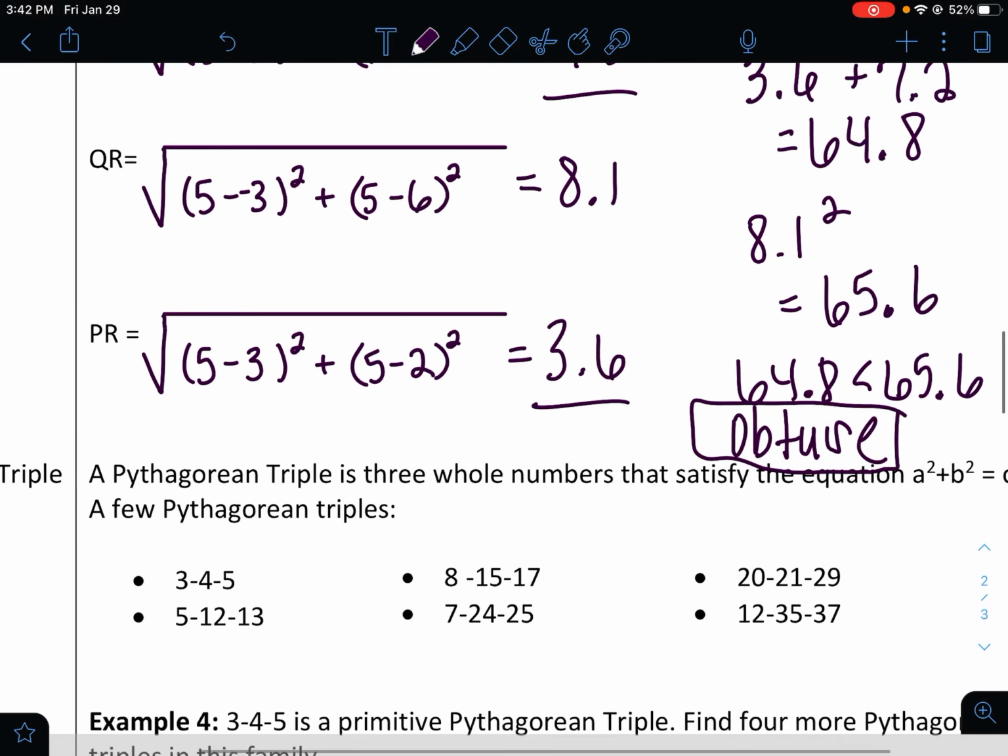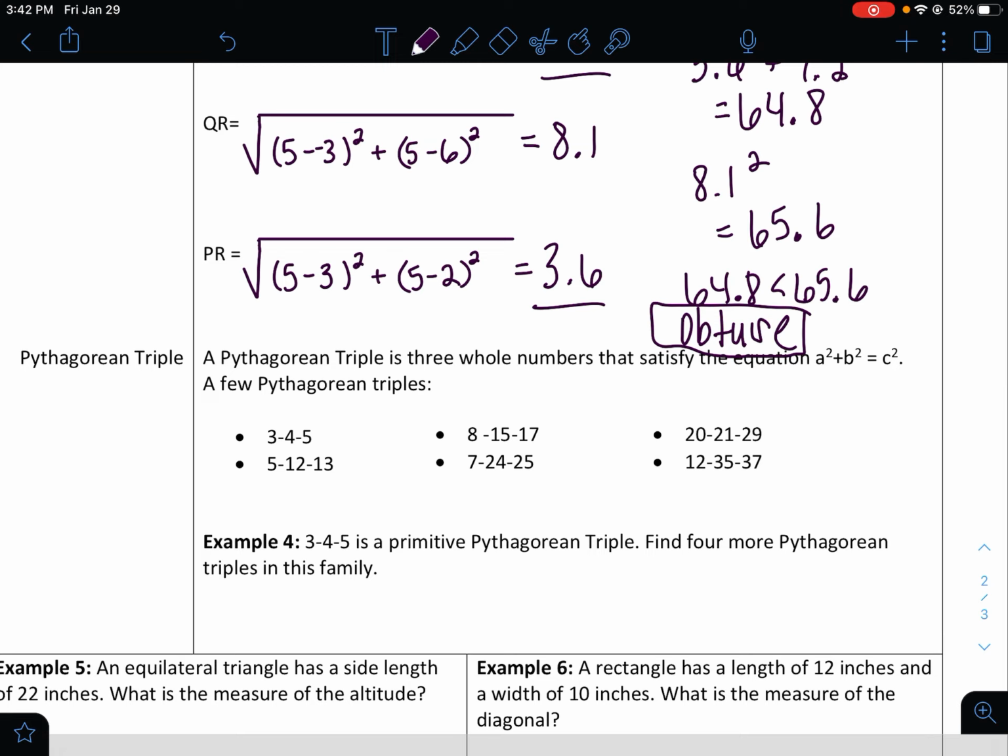All right, moving on to the next section, a Pythagorean triple. A Pythagorean triple is three whole numbers that satisfy this equation. And so here we go. I'm just going to do a couple for you as an example.